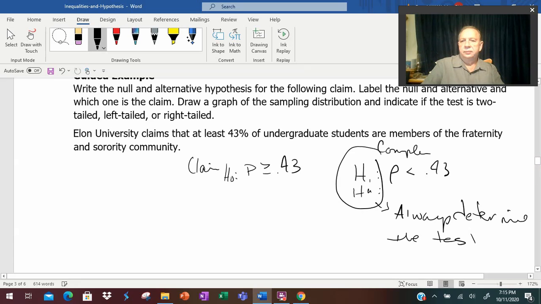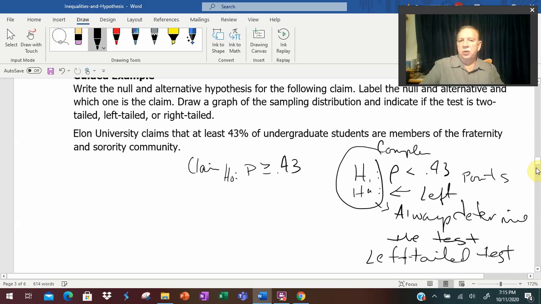Okay, so which way is this thing pointed? To the left, right? Points to the left, so it is a left-tailed test. So let me tell you what we're going to do. We're going to draw this distribution, our bell-shaped curve. I do this much better on a board.